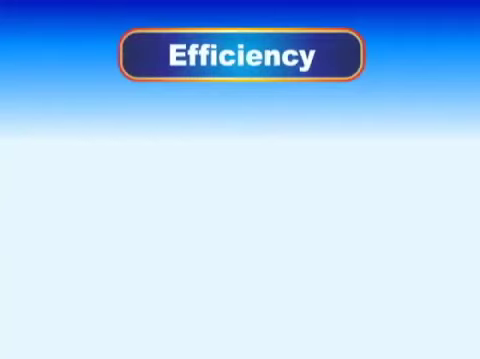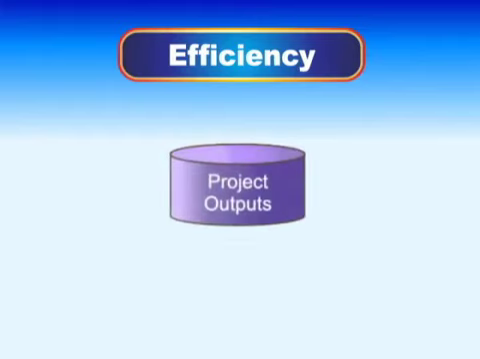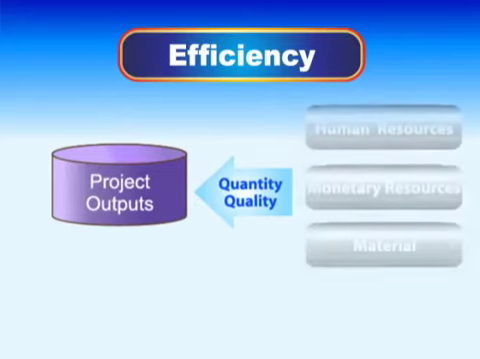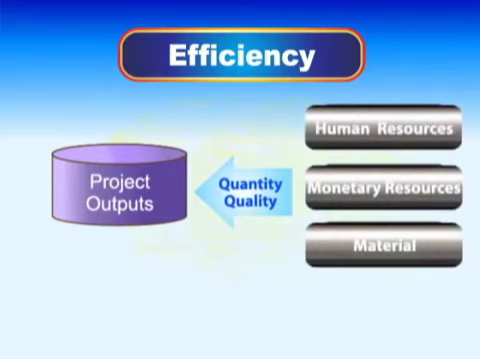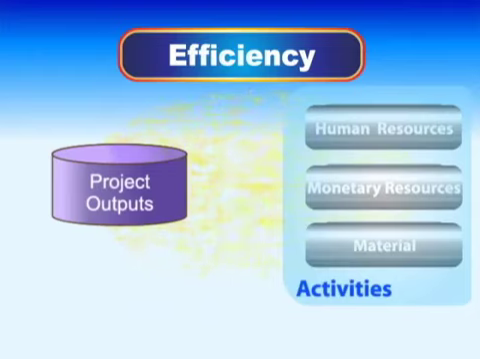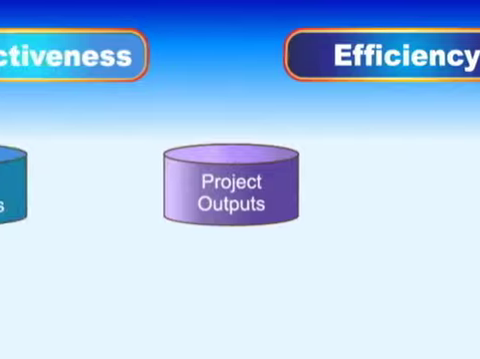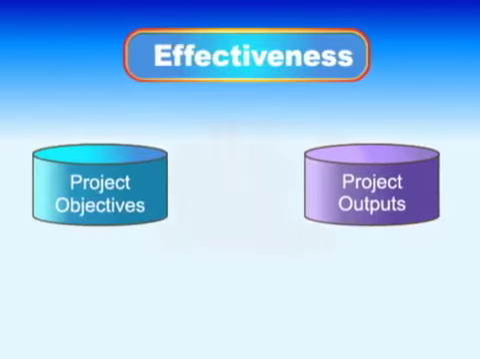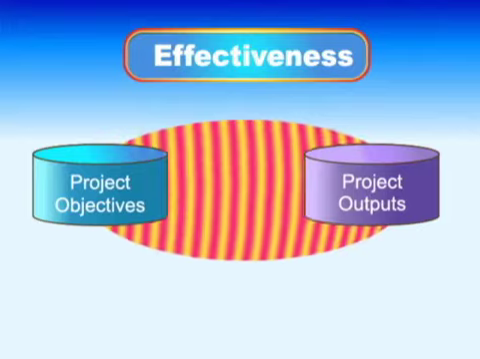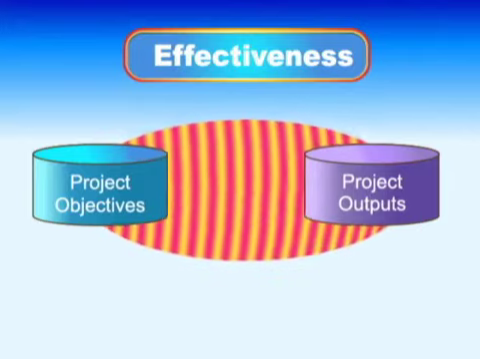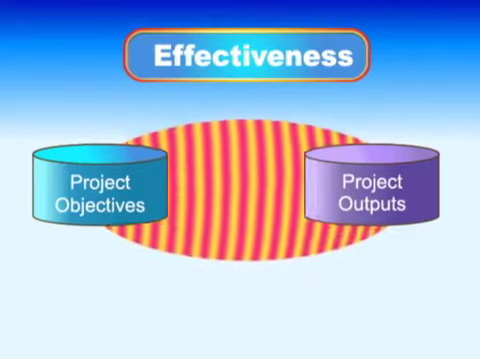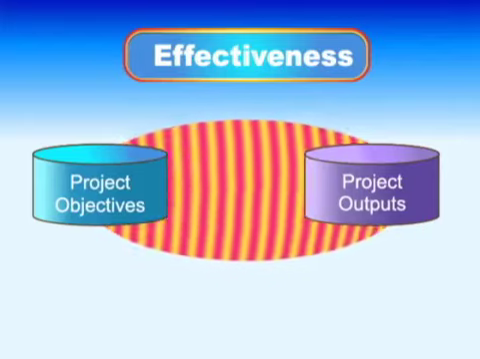1. Efficiency is measured by observing how much outputs have been obtained both quantitatively and qualitatively by the injected human, material, and monetary resources through the planned activities during implementation. 2. Effectiveness is measured by seeing how much contribution has been made by obtained outputs to achieve the project objectives by the end of the project.